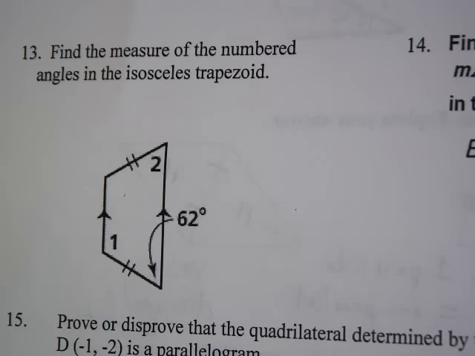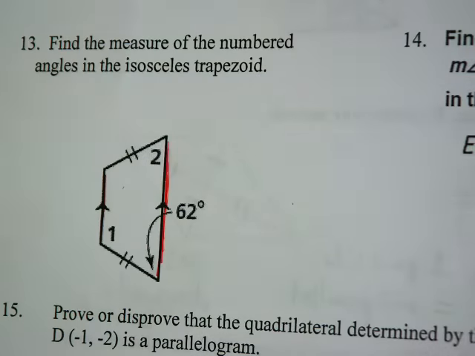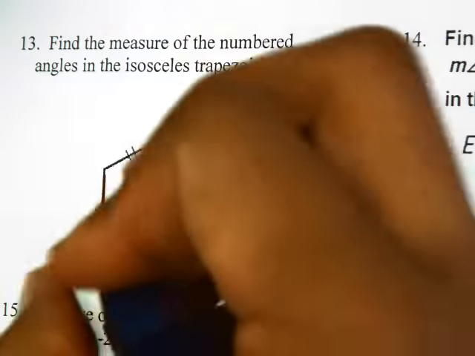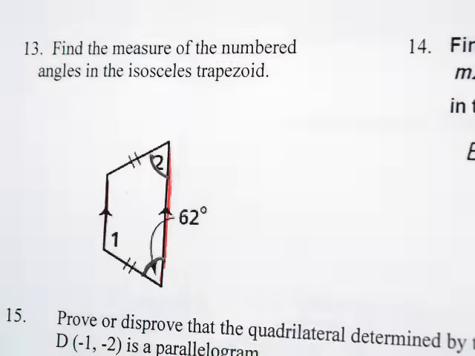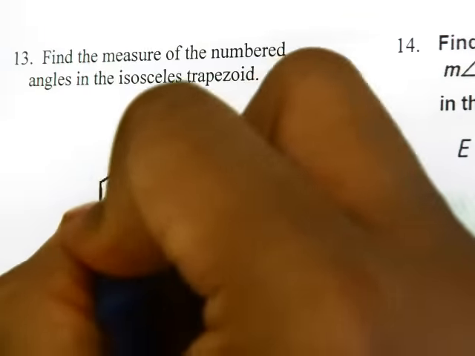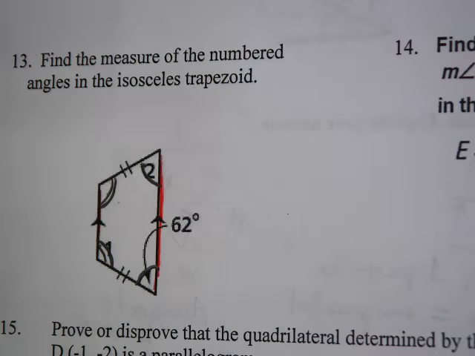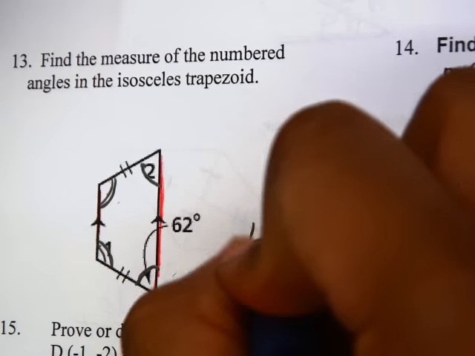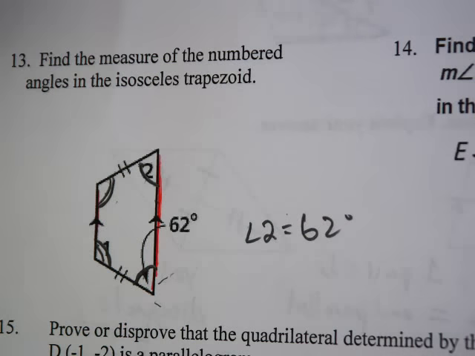So this is an isosceles trapezoid. These are the 2 parallel bases, and these are the base angles, here and here. And if it's isosceles, these 2 base angles should be congruent, and these 2 base angles should be congruent. So I can automatically see that angle 2 is 62 degrees because those base angles should be equal.